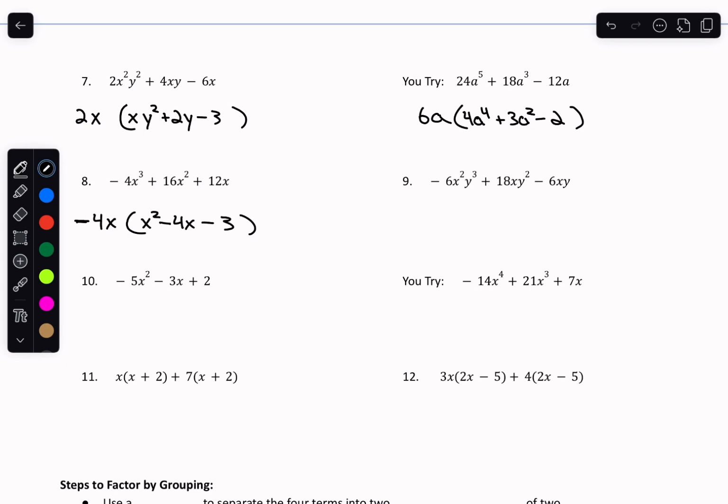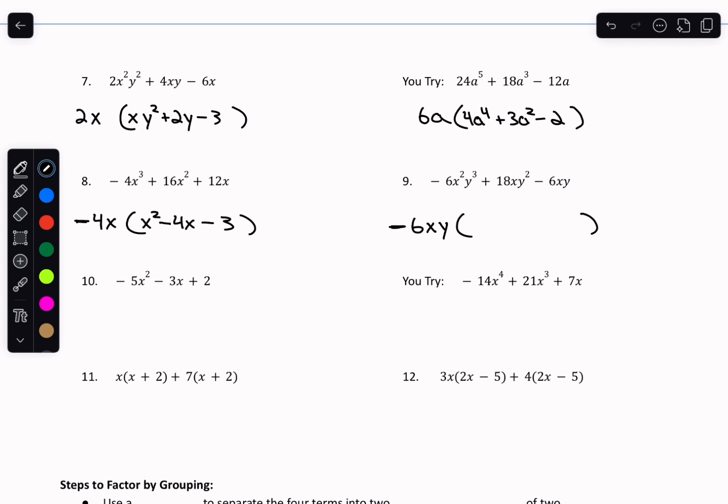We're going to see another example with number 9 here. Again, because we have a negative in front, I'm automatically going to make my GCF negative. And we have 3 terms, so I'll write enough space in my parentheses for 3 terms. 6, 18, and 6 are all divisible by 6, so that's going to be our GCF number. X squared, x, and x, the lowest exponent there was x to the power 1. Y cubed, y squared, and y, the lowest exponent there was y to the power 1. And so I'm just pulling out a negative 6, an x, and a y.